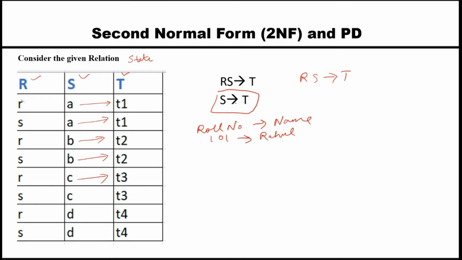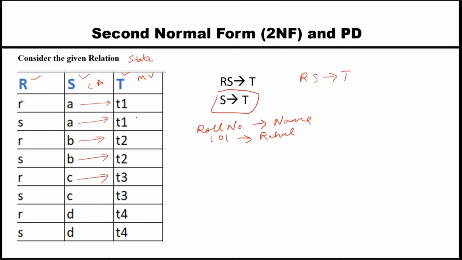Now, this table is already in 1NF. How come it is in 1NF? Because there are no multi-valued attributes and there are no composite attributes. So this relation is already in 1NF. But can somebody think of any problem with this table? Yes, there is a problem with this table.